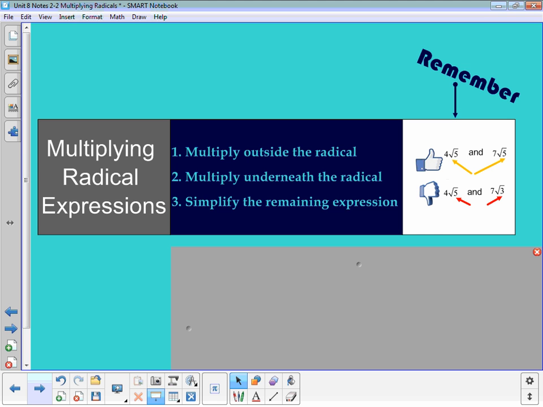Okay, just remember that you can't combine like terms when you're adding. So this is talking about addition. So when you're adding, you have to have the same number underneath the radical. But when you're multiplying, you don't. You can actually multiply those numbers underneath the radical. So let's go ahead and take a peek at some problems like these. So let's take a look at this one.